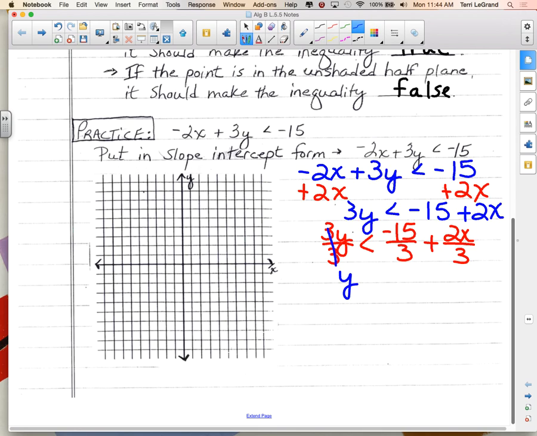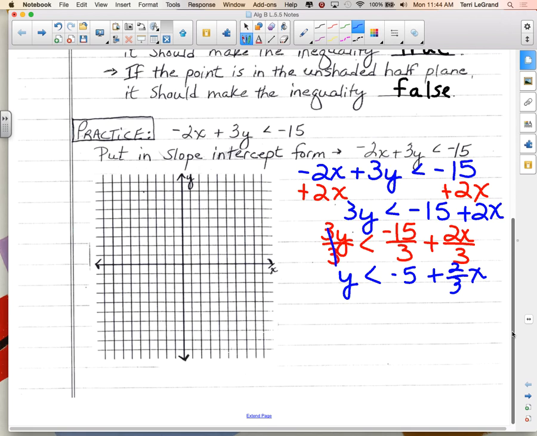Do we need to reverse the symbol? No. We didn't multiply by anything. Oh, you divided by a positive. We're dividing by a positive 3, so we do not need to reverse the symbol. We can leave it the way it is. And negative 15 divided by 3 is? Negative 5. And 2x divided by 3 is? 2/3 x, right?